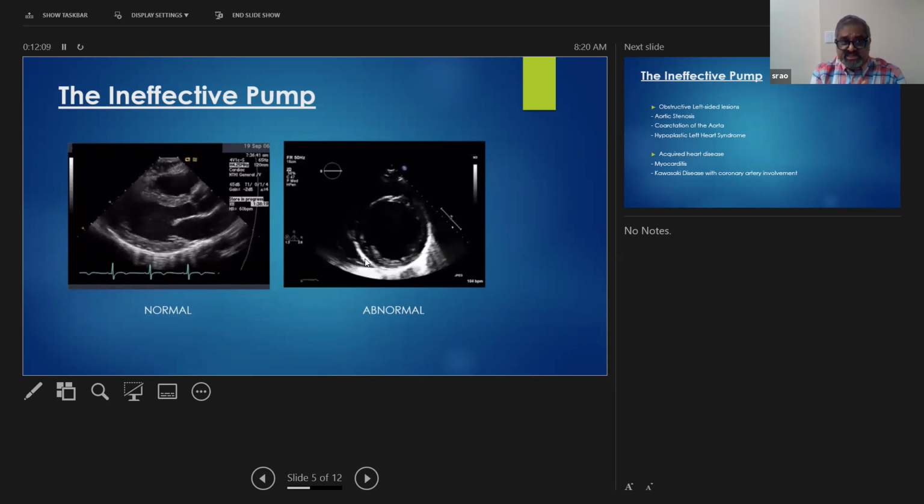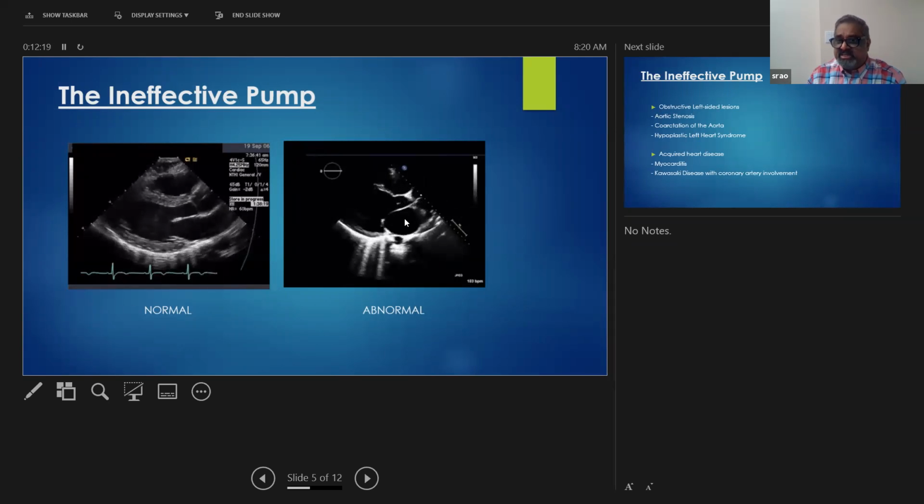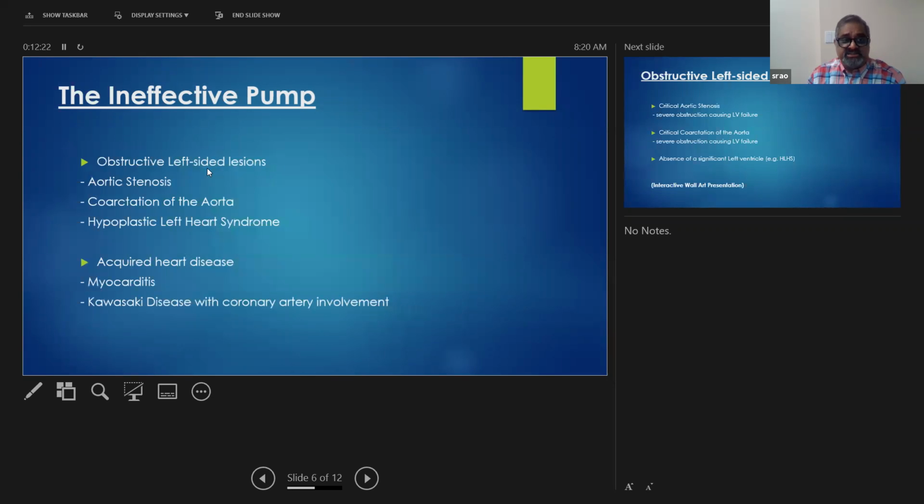The scenario of the ineffective pump comes as a different scenario. For this pump to become ineffective, you have to have downstream obstruction, so we call them obstructive left-sided lesions, the most common being aortic stenosis. If you think about the heart ejecting from the left ventricle out the aorta, if there's significant stenosis of the aortic valve, then the left ventricle cannot eject, so the left ventricle can fail. We call that an obstructive left-sided lesion, a sign of aortic stenosis significant enough to give you cardiac compromise. So obstructive left-sided lesions, for all intents and purposes, are these three.